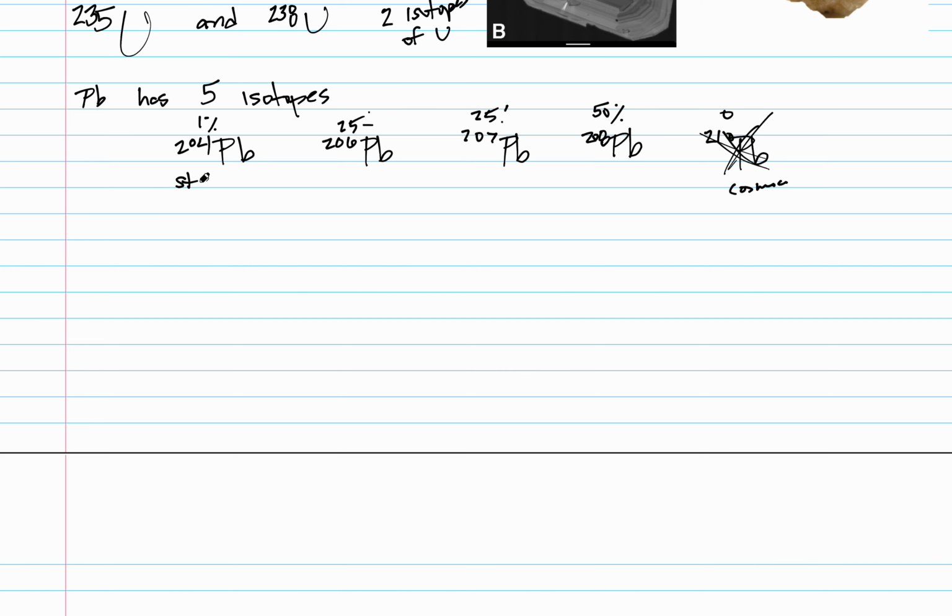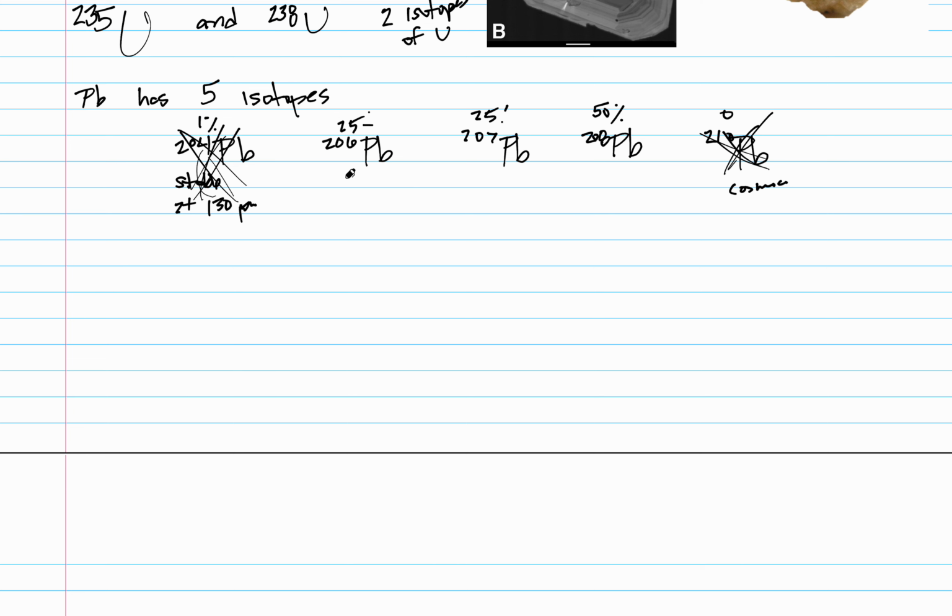Lead-204 is stable, but it's a 2+ charge, and it's also 130 picometers in ionic radius. And so it just cannot fit in the lattice of zircon. So this one also doesn't matter.